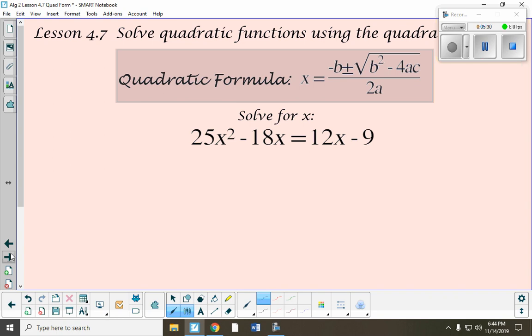All right, let's try another one. Now, the first thing we need to do is make sure that we're in standard form. So everything needs to be on one side and have 0 on the other. So we will move the 12x to the other side and we'll combine like terms.